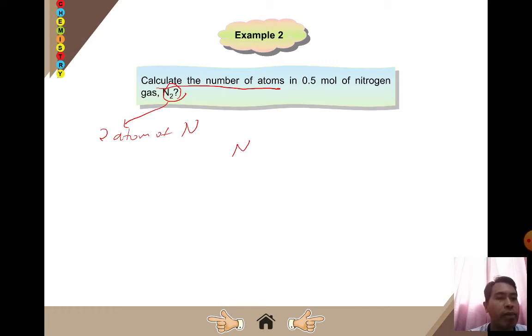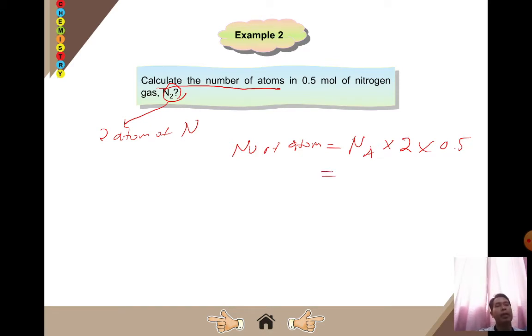So, macam mana? Number of atoms equals Na times dengan bilangan dia berapa? 2 times dengan 0.5. Okay, so you dapatlah jawapan dia. Kena darab 2 sebab dia nak bilangan atom, 0.5 kita punya bilangan mol.